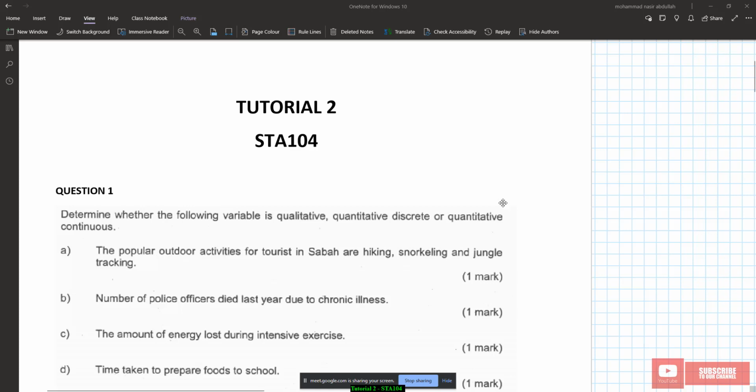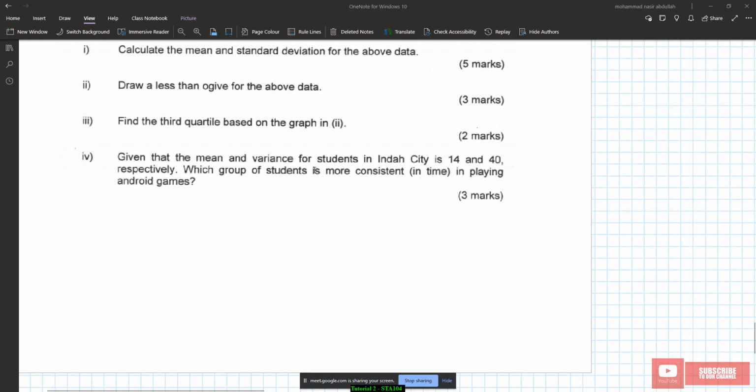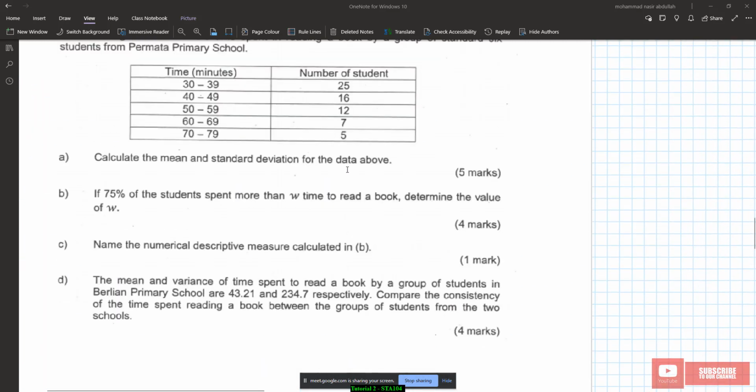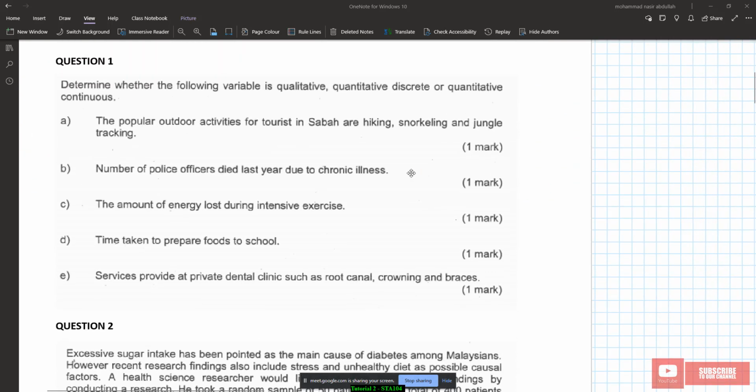Alright, tutorial number 2. Ada dalam ni ada bagi dekat you 6 questions, right? Tapi kita takkan jawab semua untuk session ni. Yang I tak jawab hari ni, so I tak discuss hari ni, means you need to do it by yourself, right? After this, let's look at question number 1.